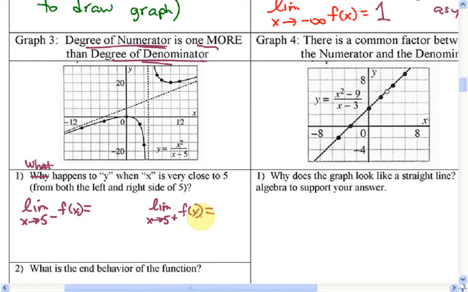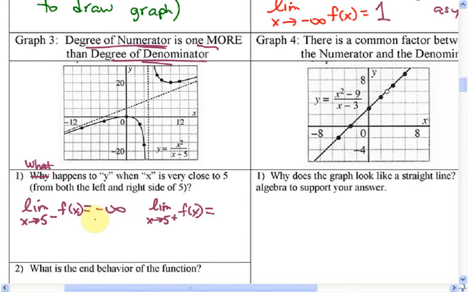Okay, so what's the y value when it's from 5 to the left? So here's 5, my vertical asymptote. From the left, I'm traveling along here, and where does it go? Down to negative infinity.